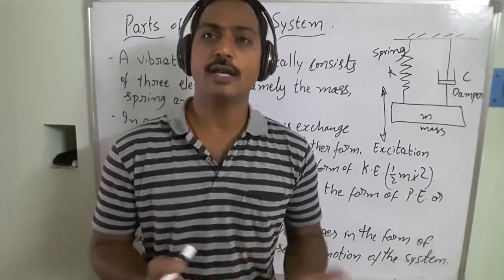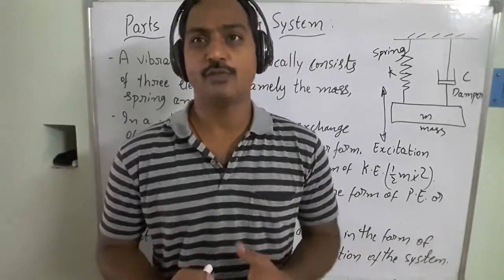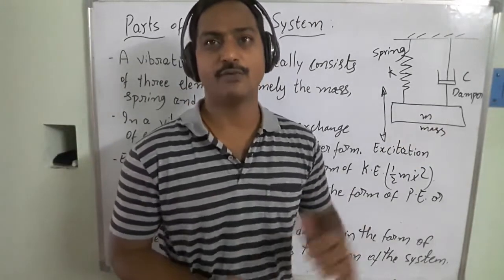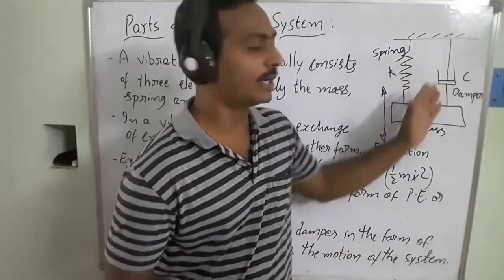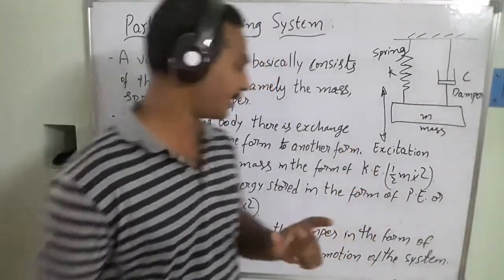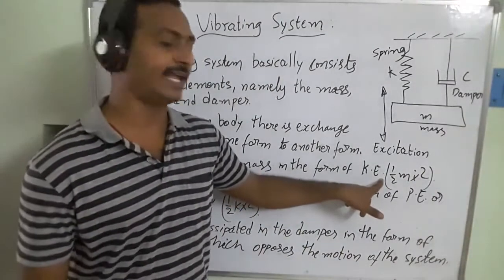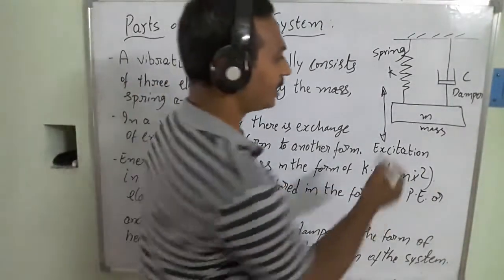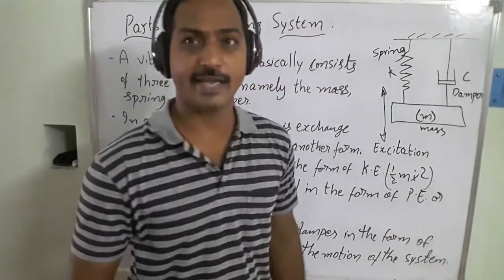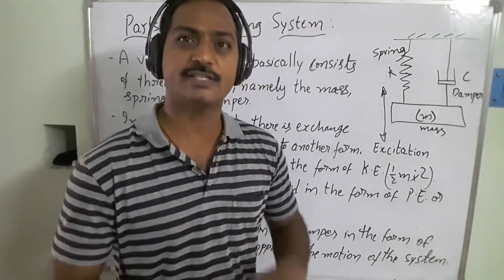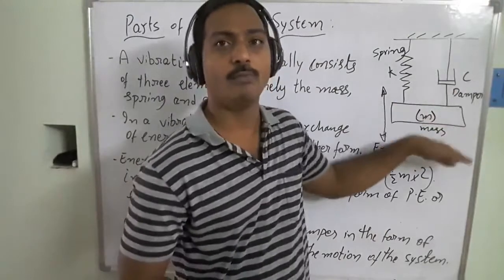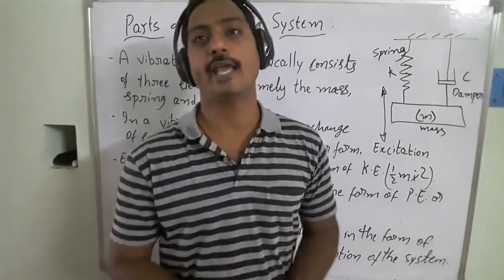So what kind of energy forms do we have in the vibrating system, and what energy does each element possess, that we are going to see now. The energy stored in a mass is in the form of kinetic energy, right? The mass possesses kinetic energy because the mass is in motion. That motion creates the kinetic energy in that system.